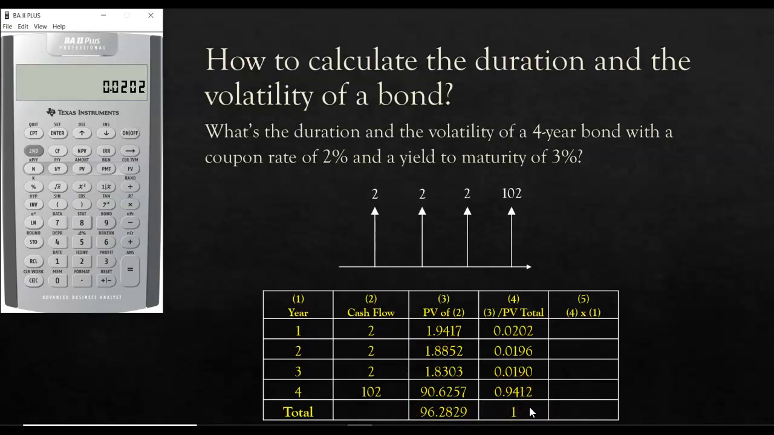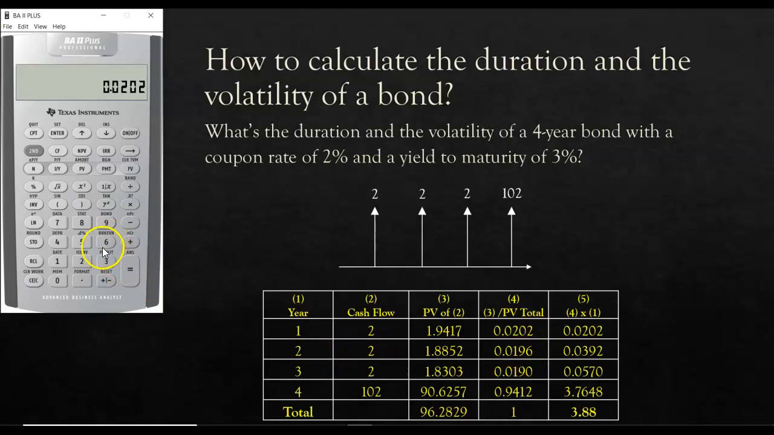And then the last thing that you do here, we have only 1 column left. What you do is you want to multiply column 4 by column 1. So whatever number that you have in column 4, multiply that by column 1. So here you're taking 0.0202 multiplied by 1. Obviously, that's going to give you 0.0202. And here you're taking 0.0196, multiply that by 2.